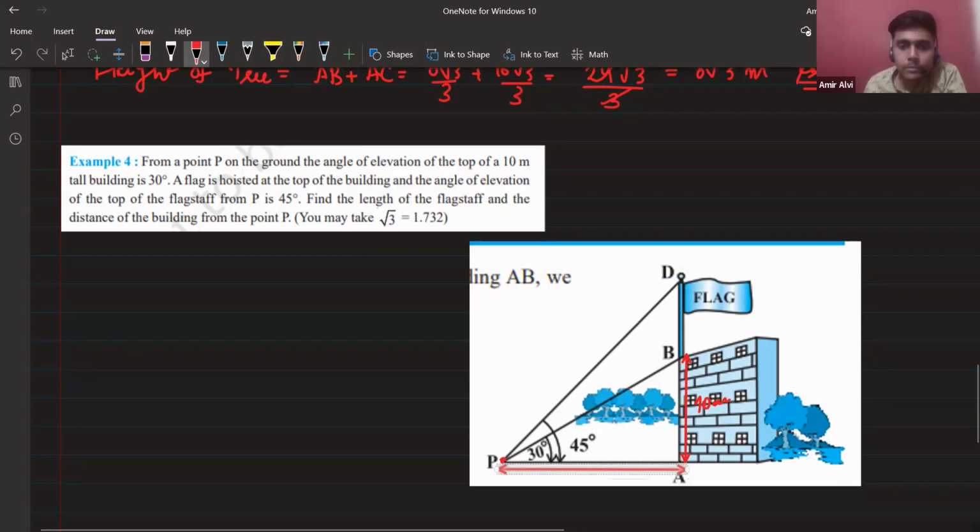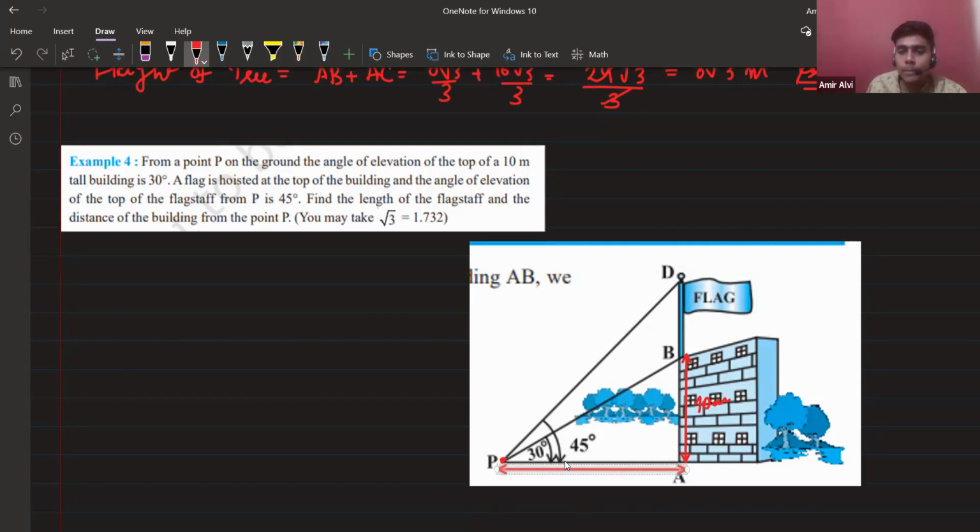It's asking us to calculate the flag staff, just the flag staff, not the whole height. So let's first calculate the distance value, which is a little bit simple.